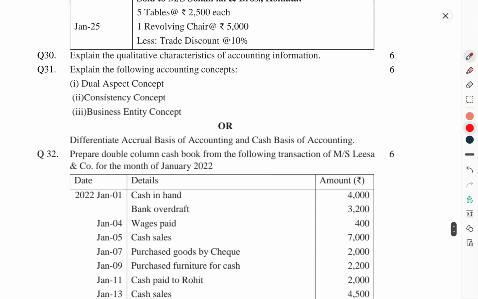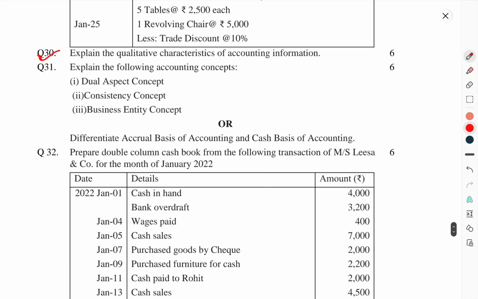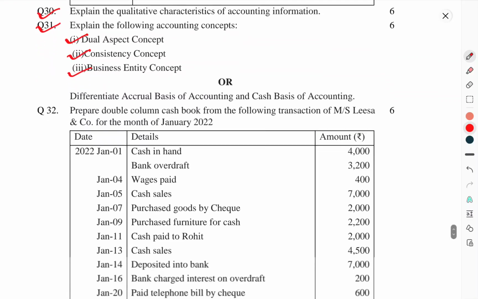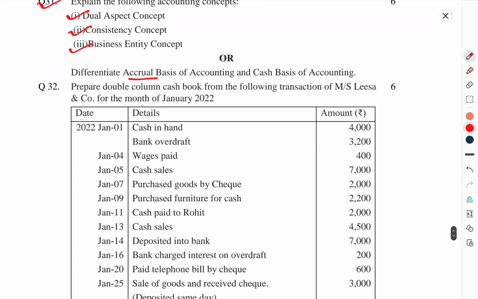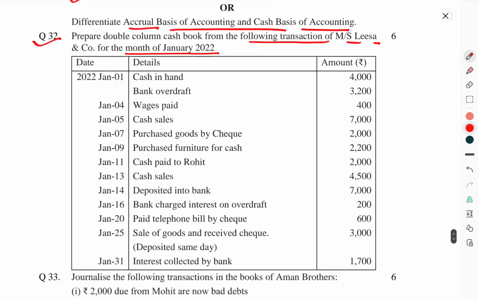Now we have come to question number 30. Explain the qualitative characteristics of accounting information. Explain the following accounting concepts: dual aspect concept, consistency concept, business entity concept. Or the difference between the accrual basis of accounting and the cash basis of accounting. Prepare the double column cash book for the following transactions of Lisa Company for the month of January 2022. These are the details, you can see from here.